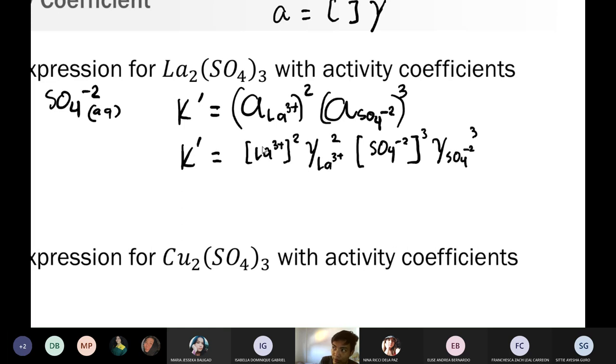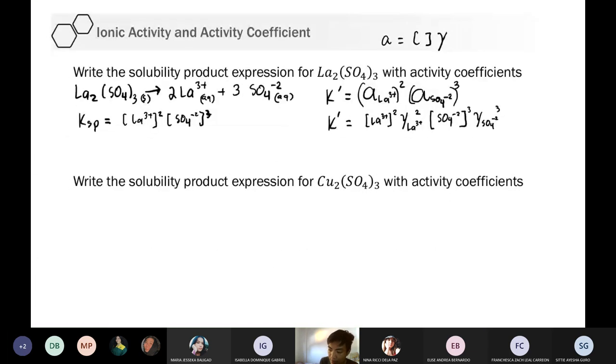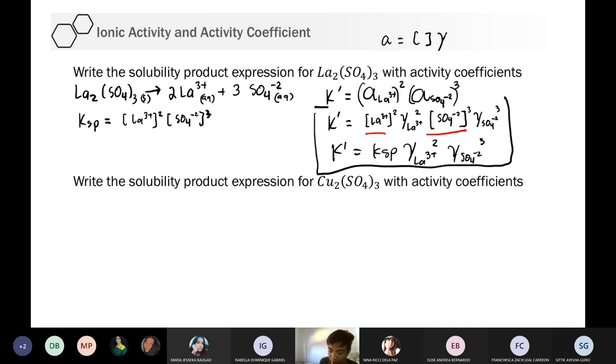So, this is it. Don't forget to distribute the squares. And then, what do we know? When we combine the molarities, it is equal to Ksp. So we can say K prime is equal to the Ksp times the gamma terms. So this is the correct form of the equilibrium constant.